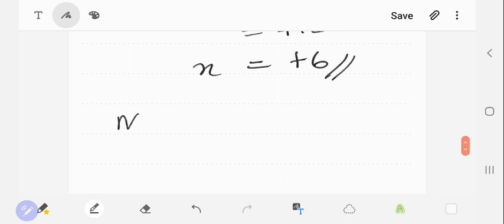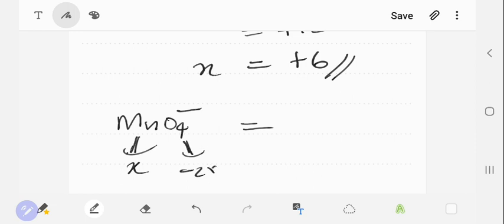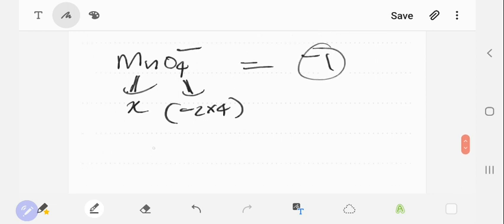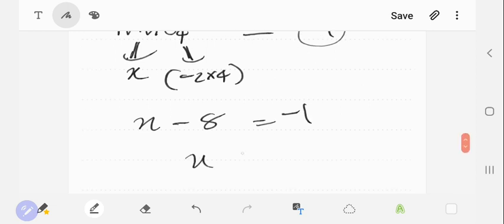Another one, MnO4 minus. We don't know Mn, so I will assume it is X. Here -2 times 4 equals -1, the charge of the polyatomic ion. So X minus 8 equals -1. X equals +7. This is how we have to determine oxidation number. Clear?